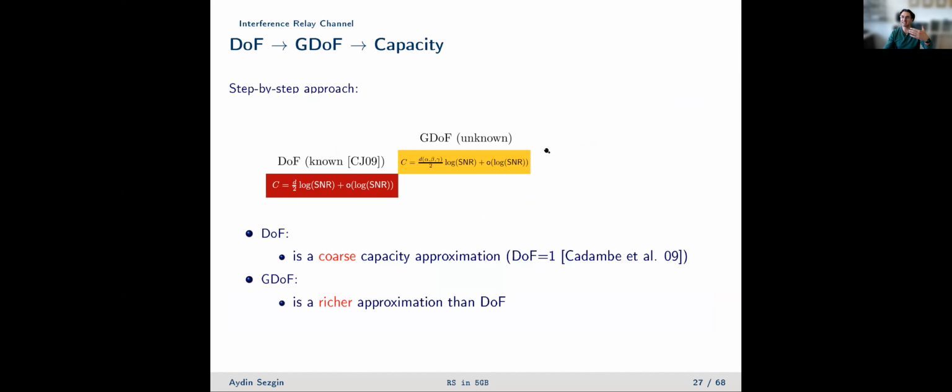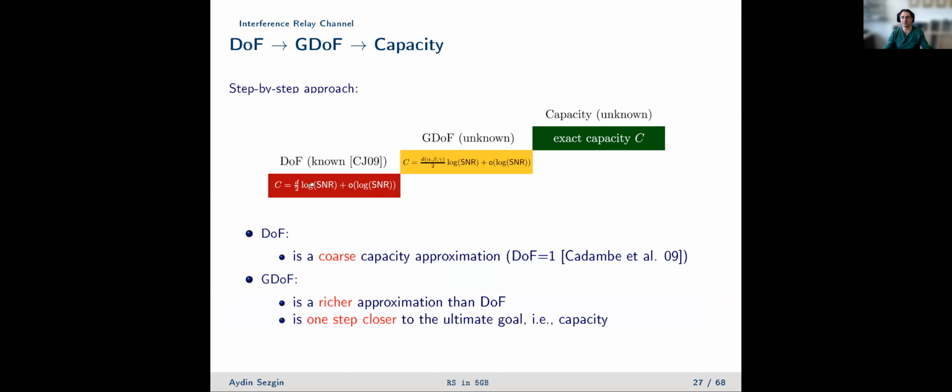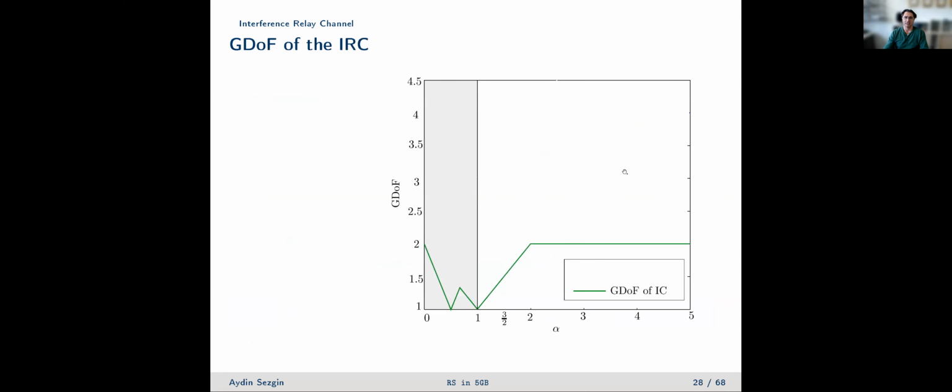So this is essentially a stepping stone. You first analyze the degrees of freedom, then look at the generalized degrees of freedom, which we are looking at now, and then based on the insights, you try to get an output in terms of the exact capacity. So now let's look at the generalized degrees of freedom of this interference relay channel. What is shown here is the generalized degrees of freedom for the basic interference channel, which I've illustrated at the very beginning. So there's no relay, just 2 transmitters and 2 receivers, and they interfere with each other.